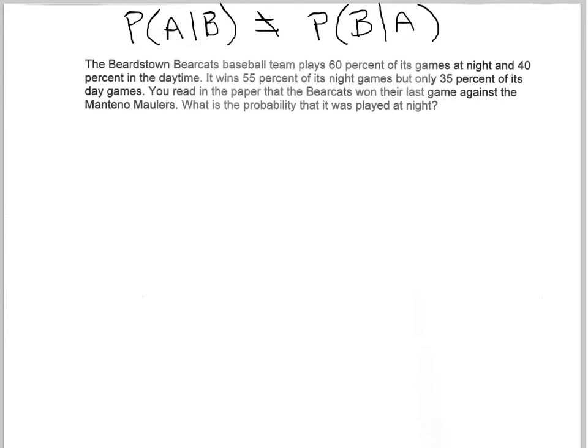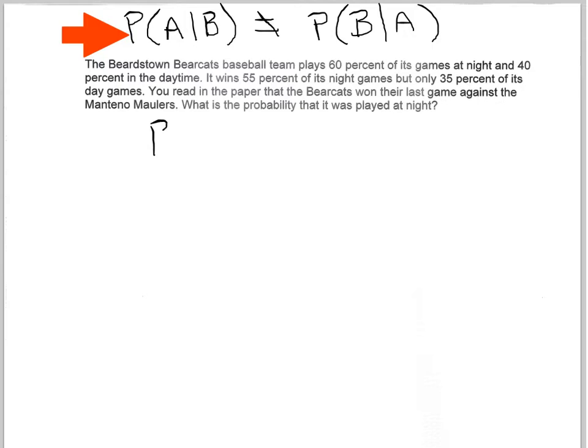Now we're going to keep looking at conditional probability, but now we're going to look at it through a little different eyes. What we're actually looking at here is this idea right here: the probability of A given B is not the same as the probability of B given A. And we're going to look at this example with the Beardstown Bearcats.